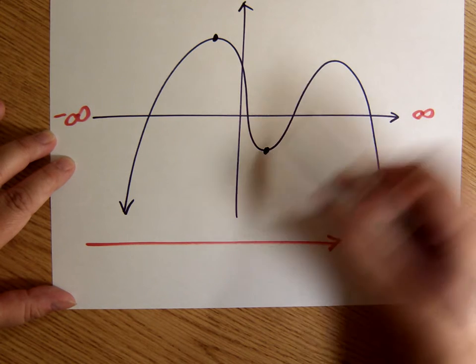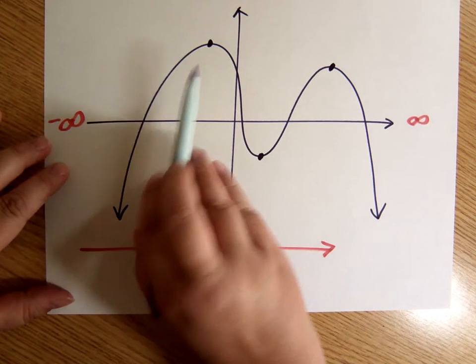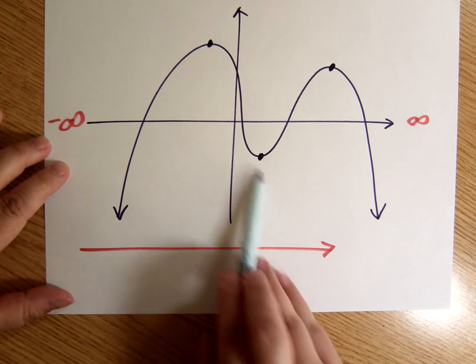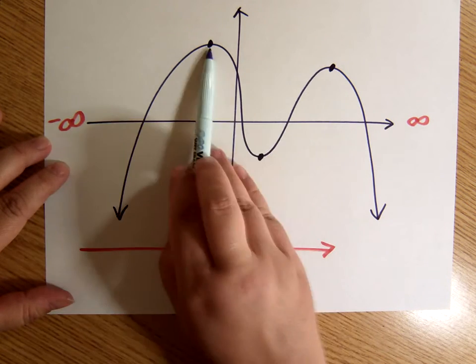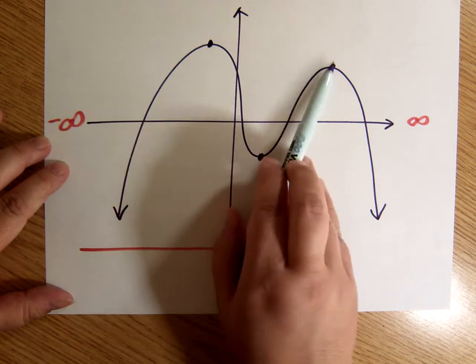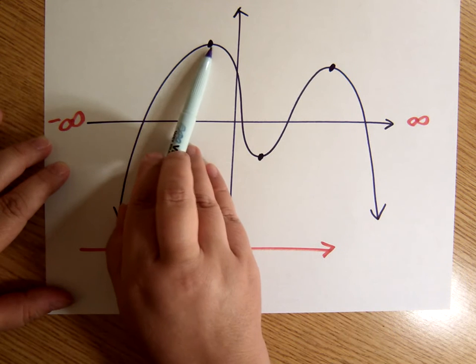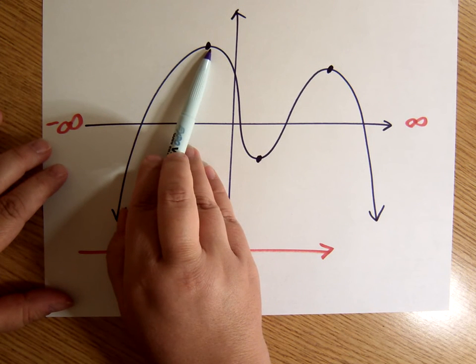Okay, a turning point is either a maximum or a minimum. In this case, I have 2 maxima, that's the plural of maximum. Both of them are local maxima, meaning they're higher than all the points right around them. This one's also an absolute maximum because it's the highest this graph ever gets.